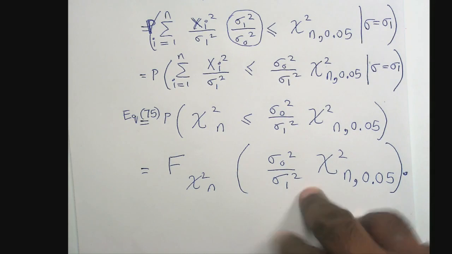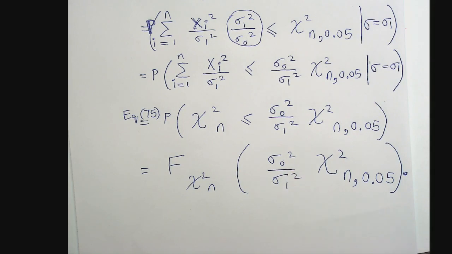Now you can obviously sub in the values. Question 2, part 3 gives you specific values for sigma 0, n, and sigma 1. So you can sub them in and work this out, right?